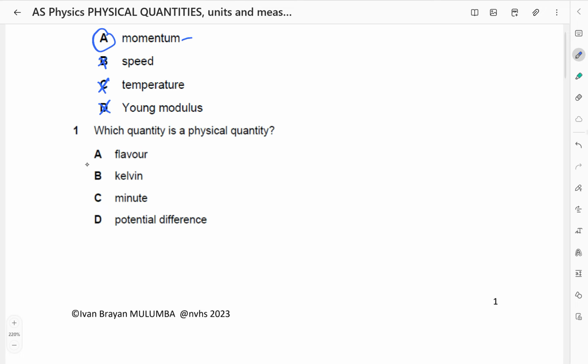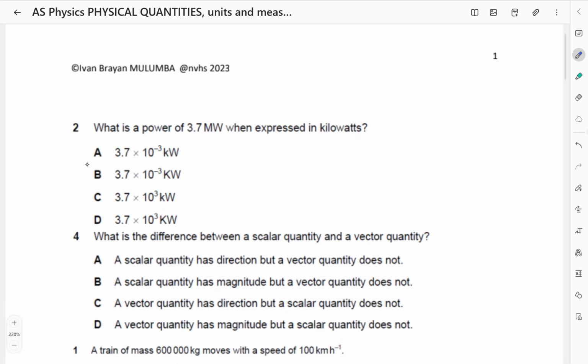Which quantity is a physical quantity? A physical quantity must have a unit and a numerical magnitude. Flavor, we have seen quark flavors in particle physics. That is not a physical quantity. A Kelvin is a unit. Minute is a unit. So the physical quantity here is going to be potential difference, which is measured in volts.